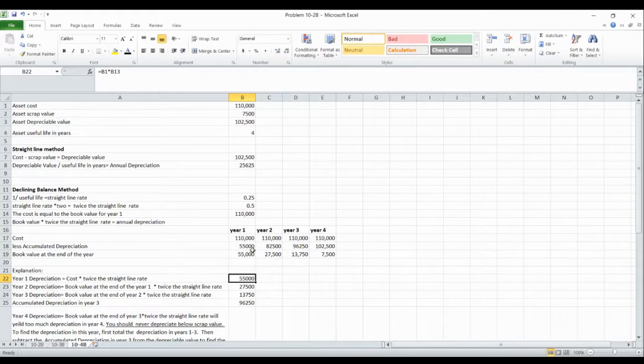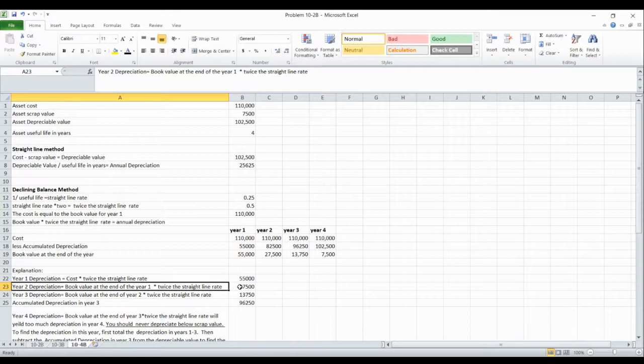So at the end of year one, you will notice that in line 18, the accumulated depreciation is $55,000. It's the same as the depreciation expense in year one. So to find the book value of the asset, we will subtract the accumulated depreciation from the cost to get the book value at the end of year one. The book value at the end of year one is then going to be multiplied by twice the straight line rate, which is 50%.